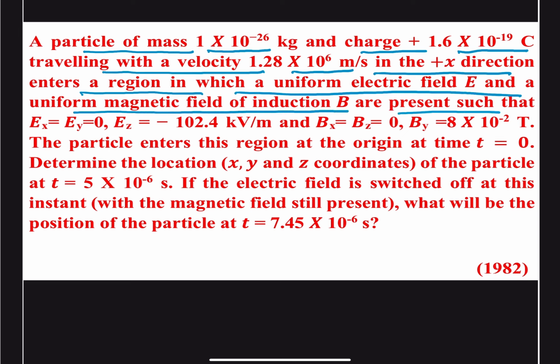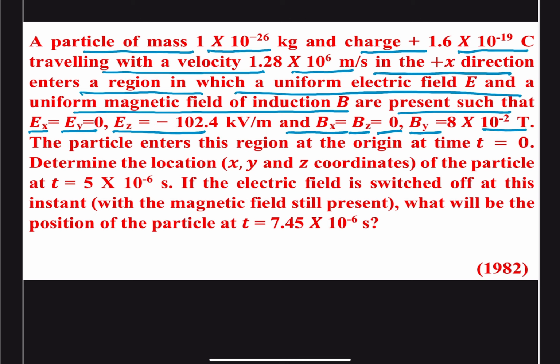such that the electric field in x direction is equal to electric field in y direction and both values are 0, whereas electric field in z direction is given as minus 102.4 kilovolt per meter, and magnetic field in x direction is equal to magnetic field in z direction, magnitude is 0, whereas our B of y is given as 8 into 10 to the power minus 2 Tesla.